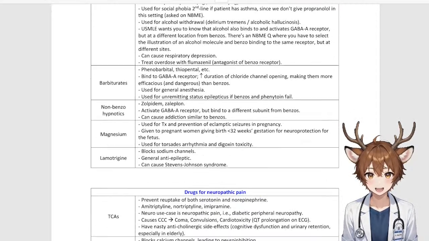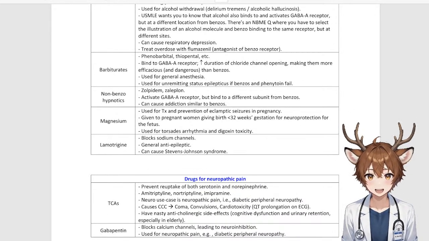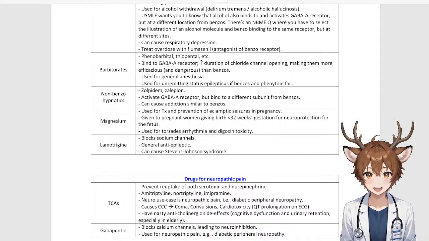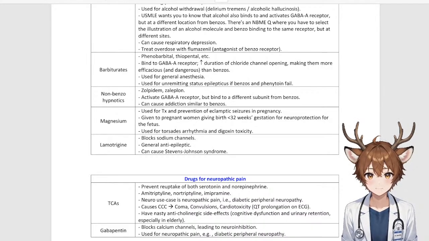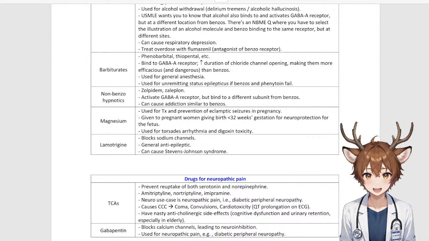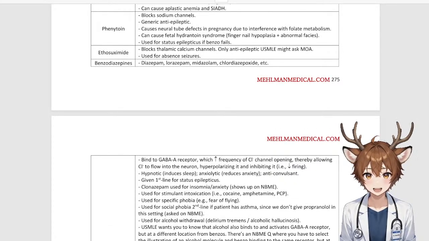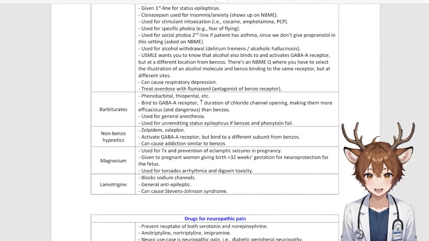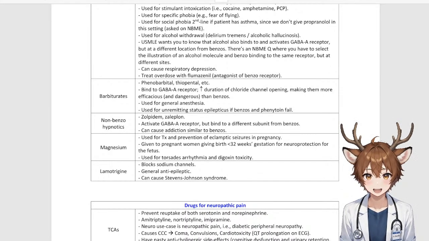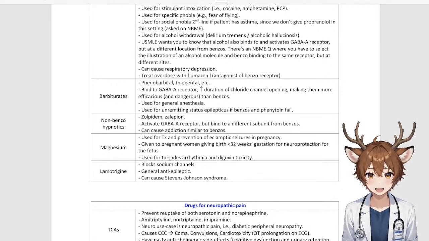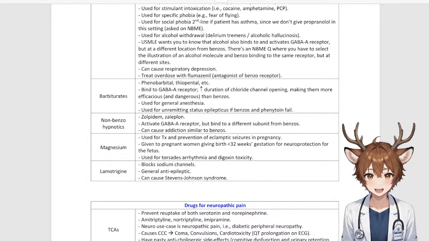What about barbiturates? Barbiturates, phenobarbital, thiopental, etc., bind to GABA-A receptor, elevate the duration of the chloride channel opening, making them more efficacious and dangerous than benzos. Again, that's an important thing to know. So before we were talking about the benzos elevating the frequency of the chloride channel opening. Now we're talking about barbiturates, which increase the duration of the chloride channel opening. They're used for general anesthesia, used for unremitting status epilepticus if benzos and phenytoin fail.